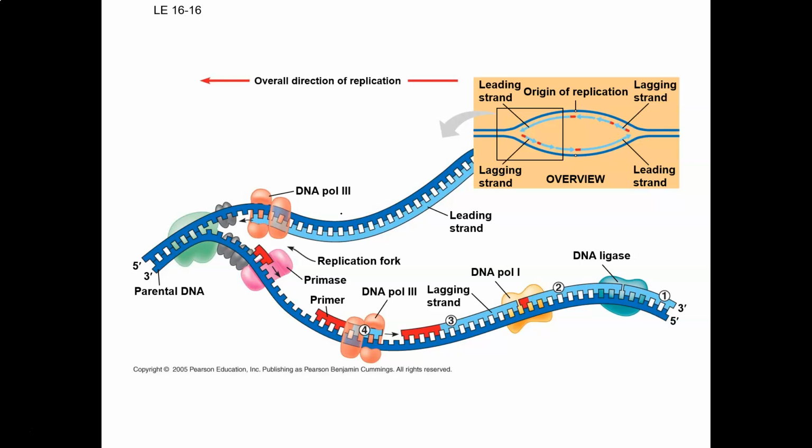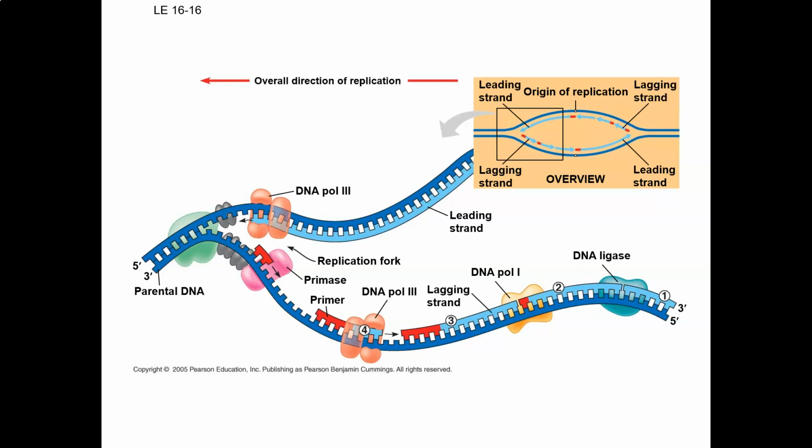So I'm just going to walk you through the main events that happen. Okay, so first of all, you have to separate the 2 strands. In the dark blue in this picture are the original parental strands. The light blue is the new strand being made.